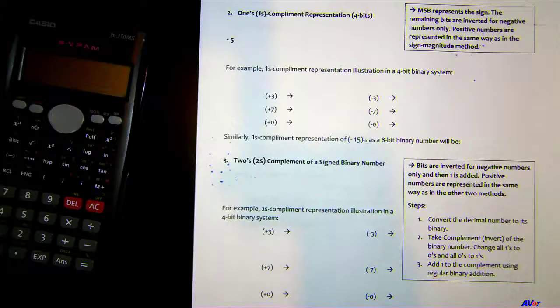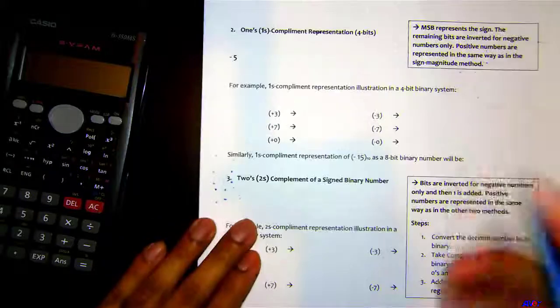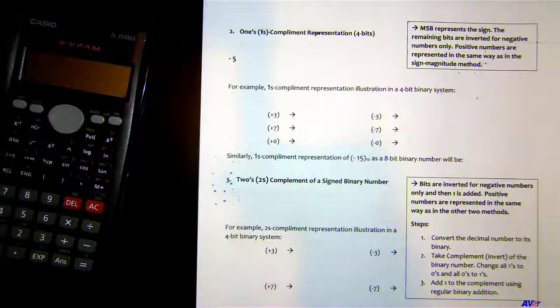We're moving on to 1s complement representation. Here, the most significant bit also represents the sign, where again 0 is positive and 1 is negative. The remaining bits are inverted for negative numbers only, not for the positive. So the positive numbers are pretty much similar to what we had for the sign magnitude. Positive numbers are represented in the same way as in the sign magnitude method.